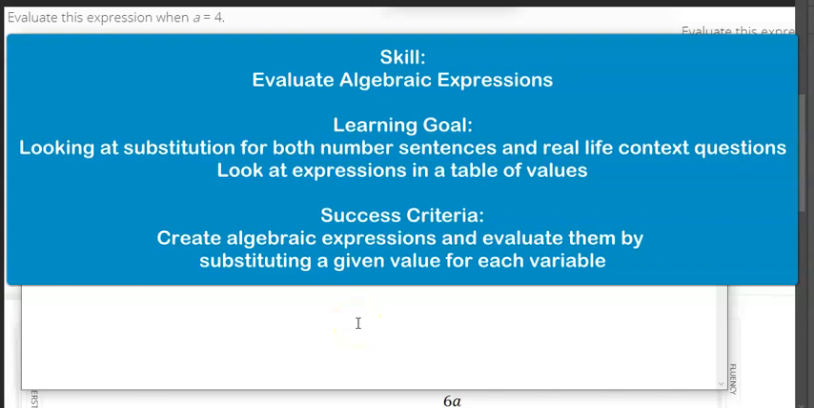This skill is evaluate algebraic expressions. The learning goal for this skill is looking at substitution for both number sentences and real-life context questions, and look at expressions in a table of values. The success criteria for the skill is to create algebraic expressions and evaluate them by substituting a given value for each variable.